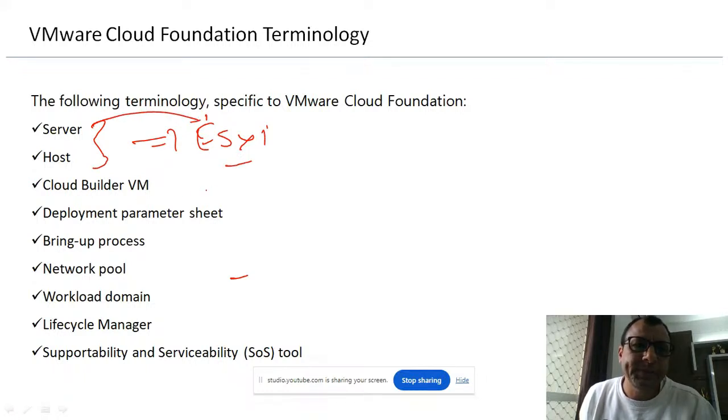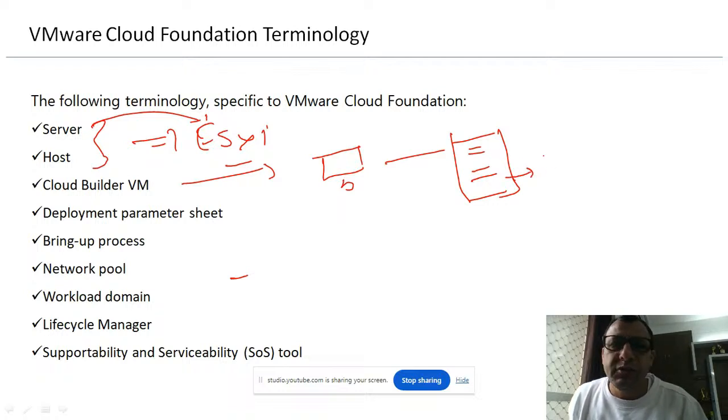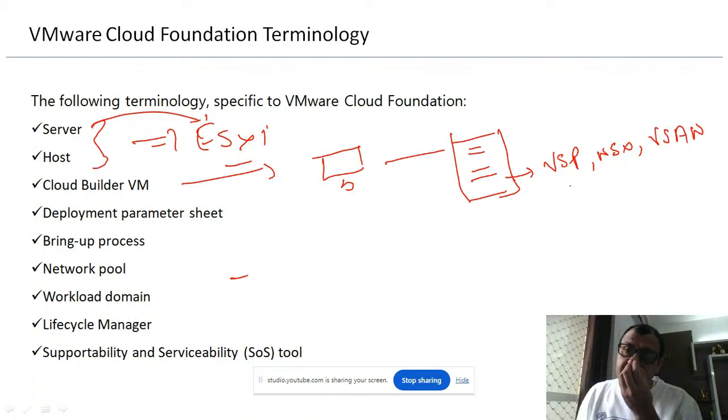A Cloud Builder VM is a virtual appliance that will further build up your management domain. Under the management domain, a management cluster will be deployed, where your vSphere environment will get deployed, your NSX will get deployed, and primarily the vSAN stack. So this is the native stack that you are going to build with the help of the Cloud Builder appliance.